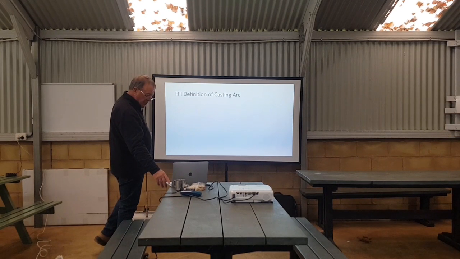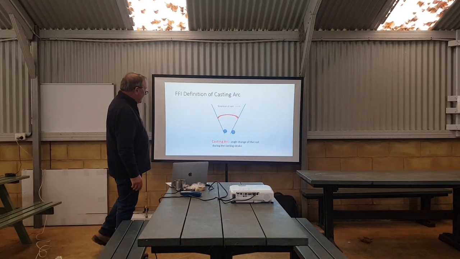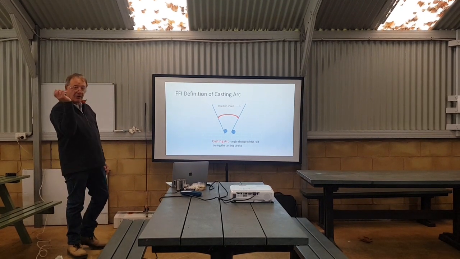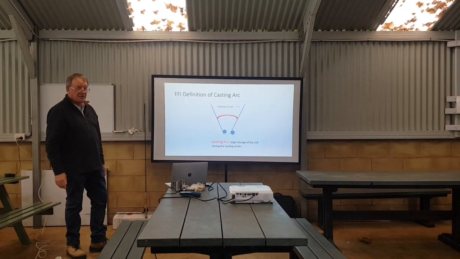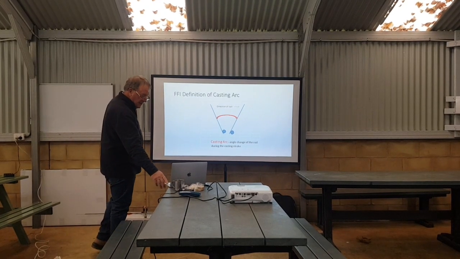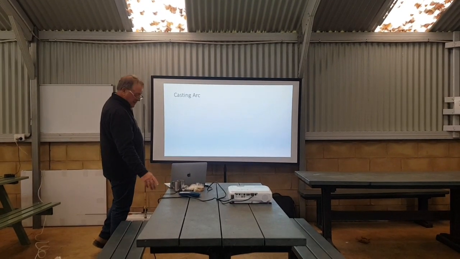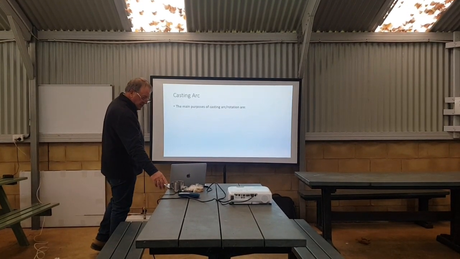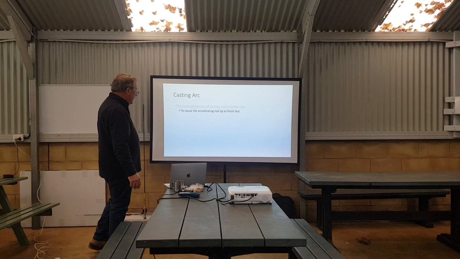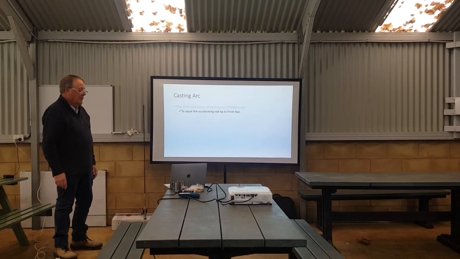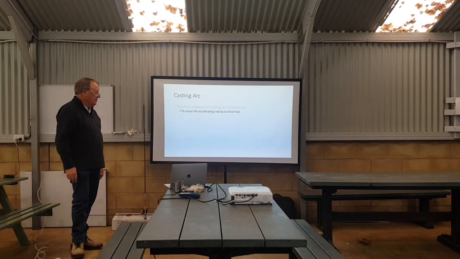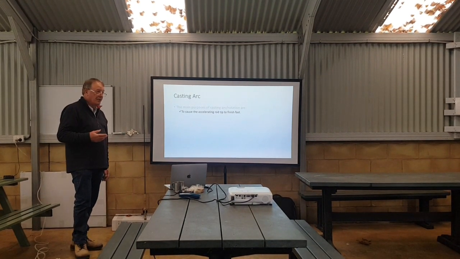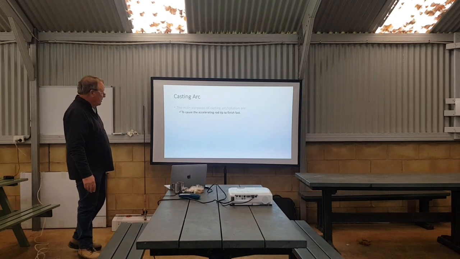Now let's look a little bit more at casting arc. Again, there's the FFI's definition of casting arc, straight off their website. It's the angle change of the rod during the casting stroke. So why do we need casting arc? I reckon again, there's two main purposes. One of them, and for anybody that's interested, I haven't talked about kinetic whipping here anywhere. This is aimed basically at intermediate, so there's no discussion about that.